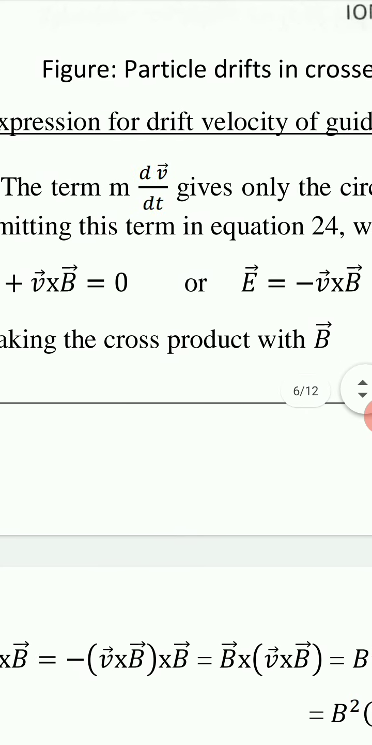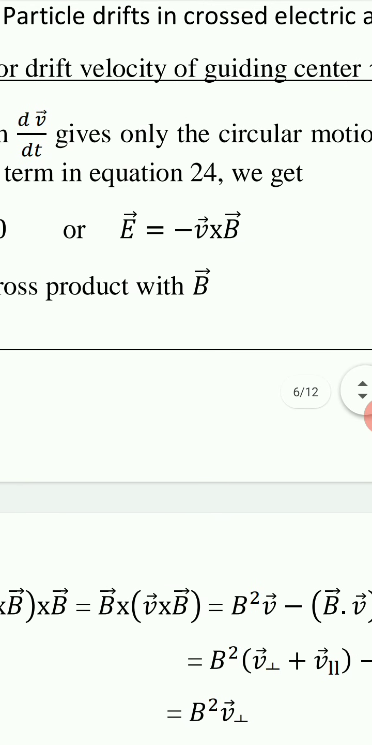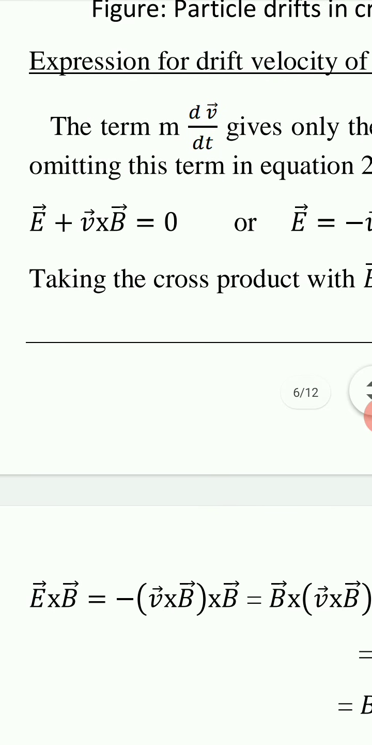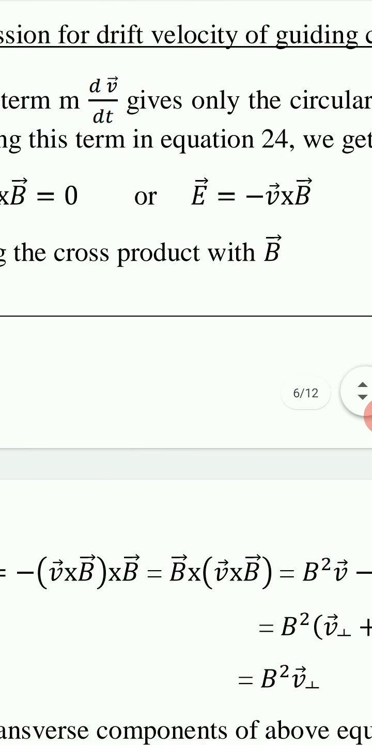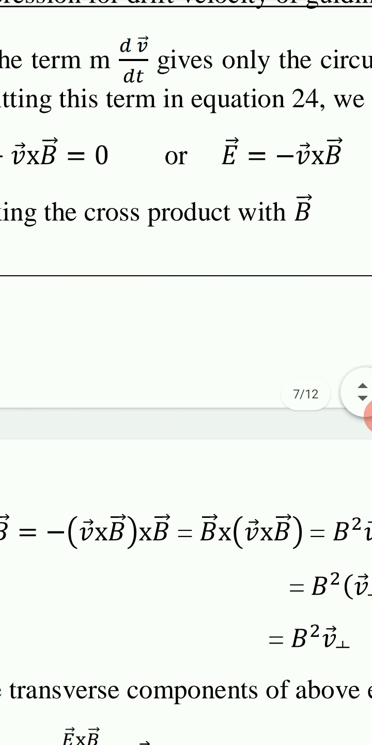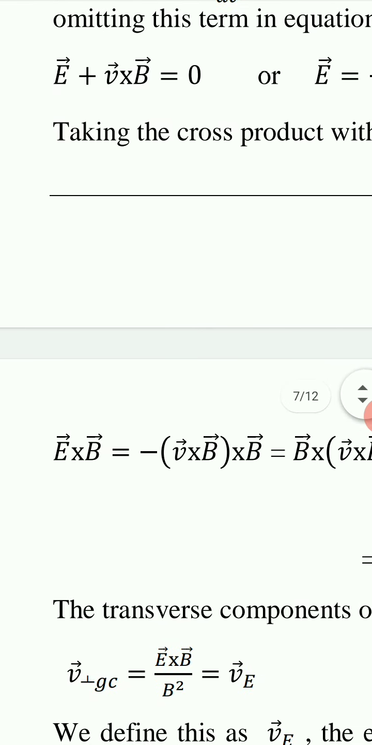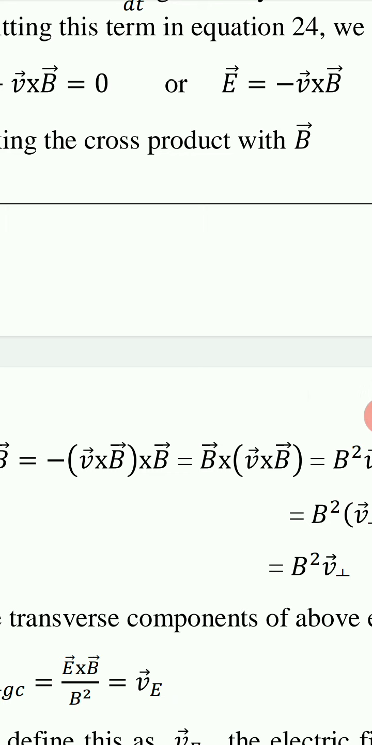In equation 24, if we put m dv upon dt equal to 0, that is left hand side equal to 0, we get E plus V cross B equal to 0, or E equal to minus V cross B. Taking the cross product with B vector on both sides, left hand side will become E vector cross B vector and right hand side will become minus V cross B cross B. And it is B cross V cross B. The minus sign is omitted and the places of these two vectors are changed: V cross B is put on right side and B vector is put on left side and minus sign is omitted, as A cross B is equal to minus B cross A.